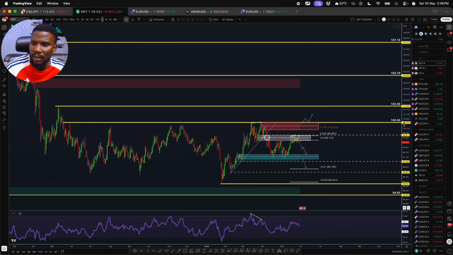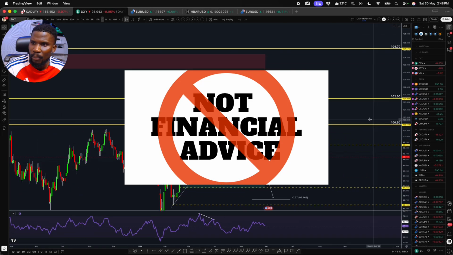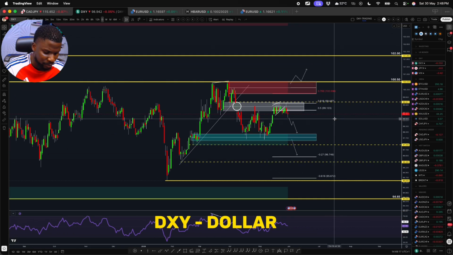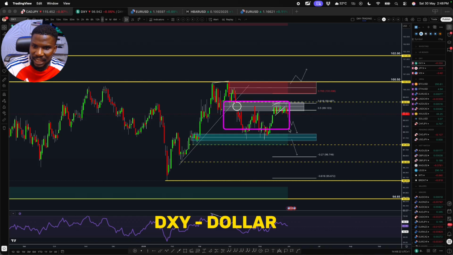So moving on to the technical analysis right now, I think we have a lot to talk about. Let's start with the dollar index. First off, the dollar index is still pretty much trapped inside this particular box right here, this tight-knit box.